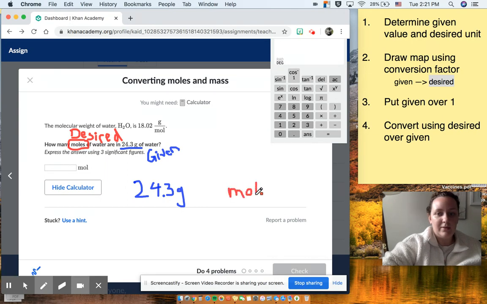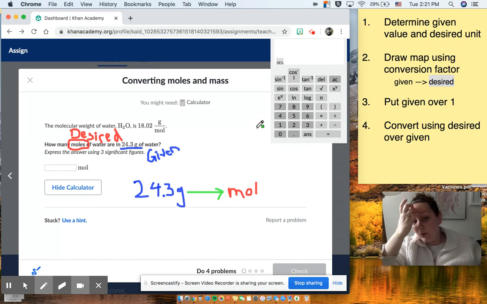And remember, you can abbreviate moles with MOL, which I know is not like the greatest abbreviation ever. You're really not shortening it by that much. But if you write M, you're writing meters. And I do not want to see you write M when you mean moles. They're not the same thing. So 24.3 grams, and we are converting into moles, right?